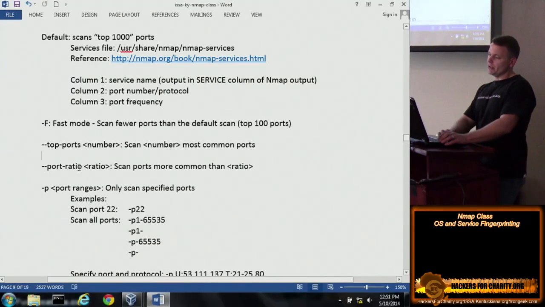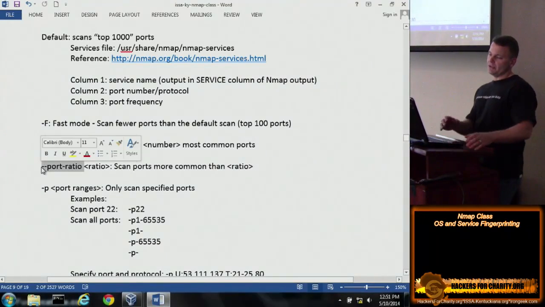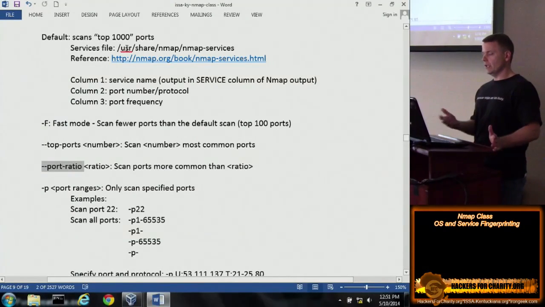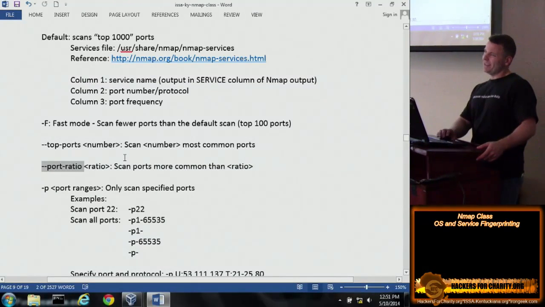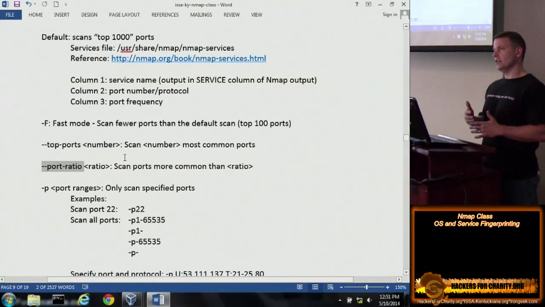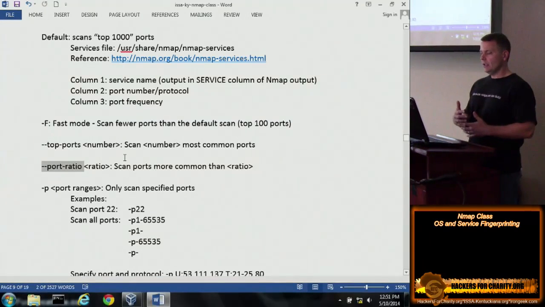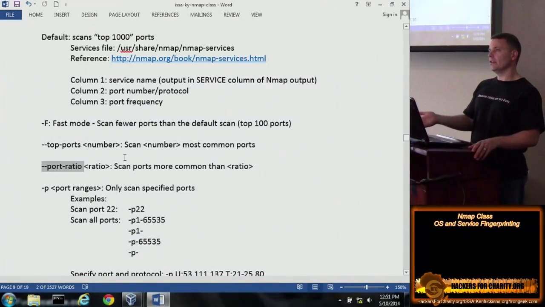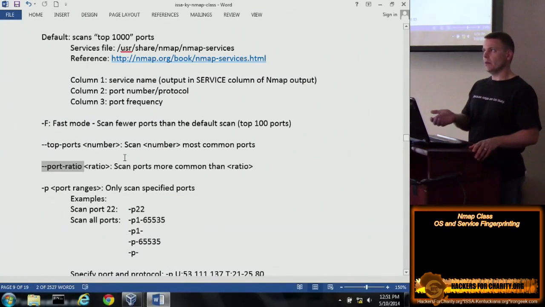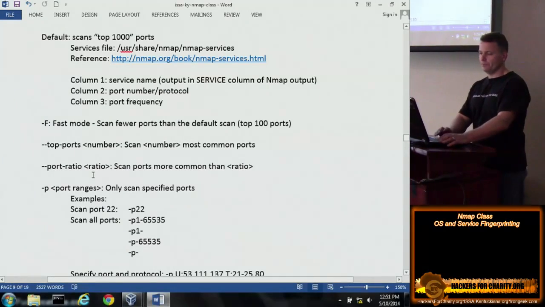And then you can also do port ratio. Now the difference here is instead of saying I want to scan 500 ports like we did in the last example, this one is the percentage of ports that you want to scan. And it's not percentage like it's not 500 out of 1,000. It's the ones that have that ratio in the file that we looked at in the third column that have that ratio bigger than the number that you specify. So if you say, I want to only see the stuff that's more popular than 0.1, you know, you could put 10 in there for 10%.